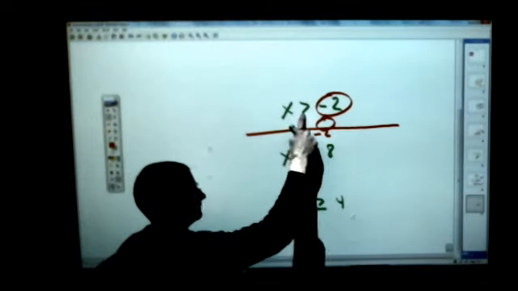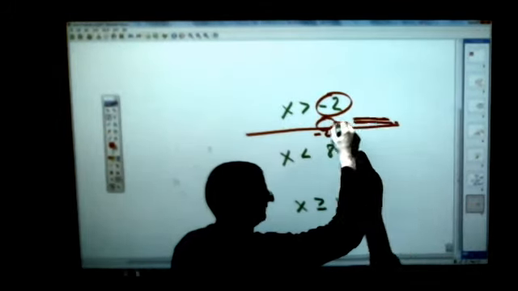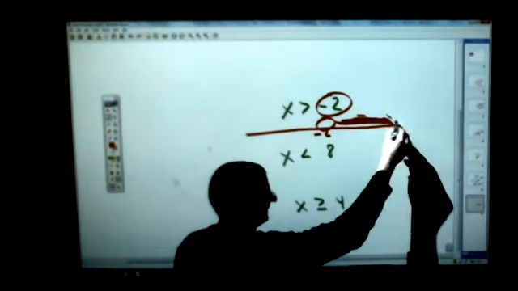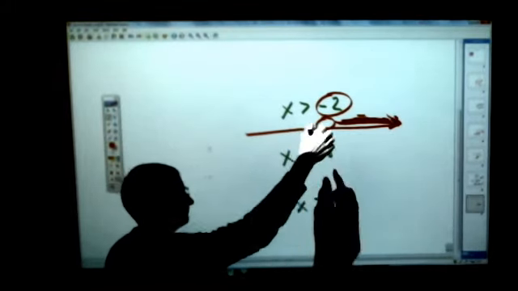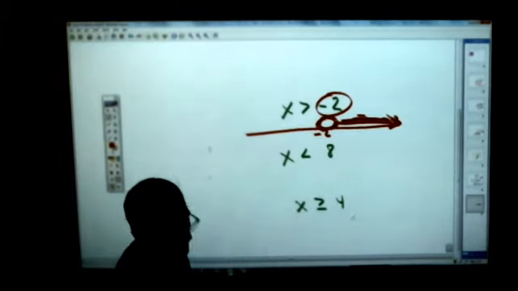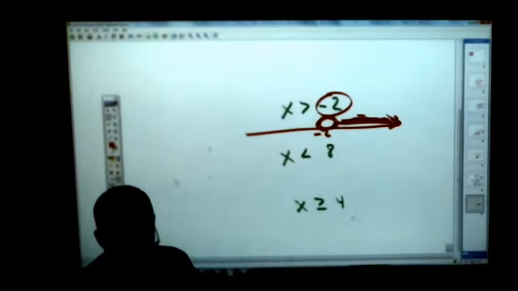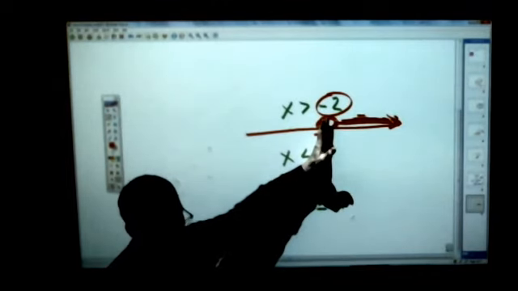Now, which way does the line go? X has to be bigger than, so it goes off in this direction. And do I color in that dot or not? Is there an equal sign down there? No. So that means that's an open circle there. An open circle, ladies and gentlemen, means that it starts at -2 but doesn't include -2.